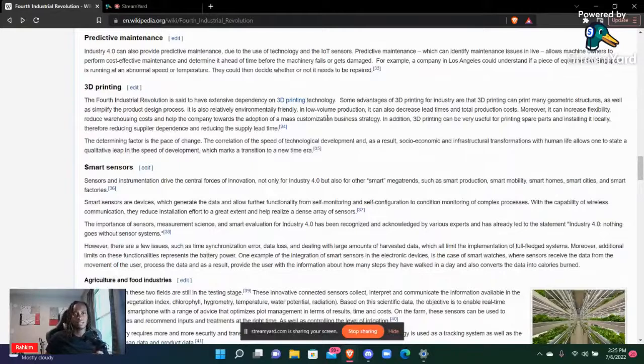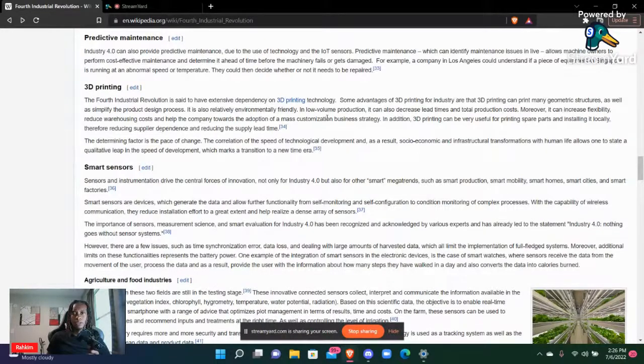Predictive maintenance. Industry 4.0 can also provide predictive maintenance due to the use of technology and IoT sensors. Predictive maintenance, which can identify maintenance issues live, allows machine owners to perform cost effective maintenance and determine it ahead of time before the machinery fails or gets damaged. For example, a company in Los Angeles could understand if a piece of equipment in Singapore is running at abnormal speed or temperature. They could then decide whether or not it needs to be repaired.